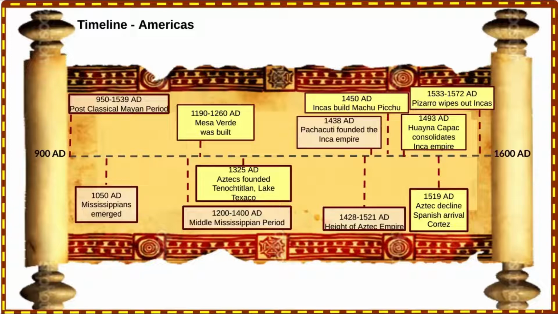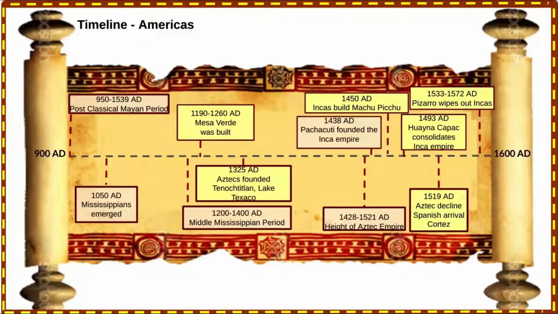1325, the Aztecs founded Tenochtitlan on Lake Texcoco. It was built on 2 islands, and the area was extended by placing chinampas, small artificial islands, on the lake. 1450 AD was built Machu Picchu, which was an example of technological expertise. This town was built by Emperor Pachacuti.